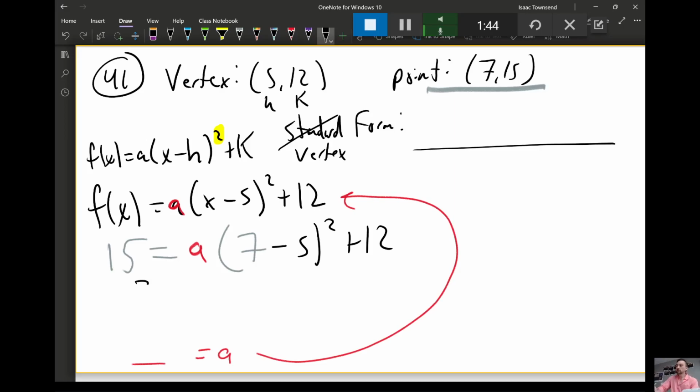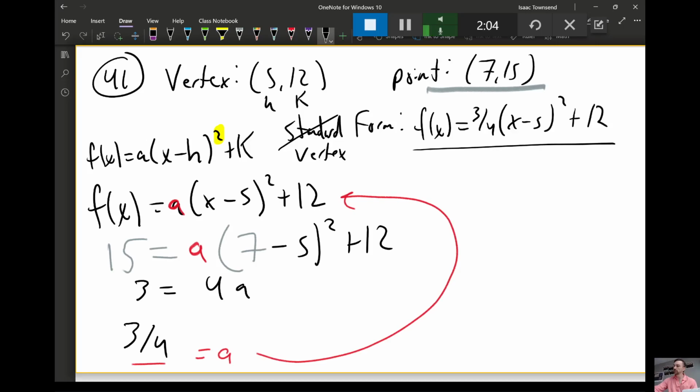So we could subtract 12 from both sides. I could subtract these and square them, that would be 4, and then divide both sides by 4. It looks like a was supposed to be 3/4. So in the end, 3/4 (x minus 5) squared plus 12 is what I'm guessing they're looking for. So sometimes you have to do that to solve for a. You have to plug in the vertex for h and k. You have to temporarily plug in the point for x and y. Then that gives you an equation that only has a in it, so you can solve for that and then plug it back in.